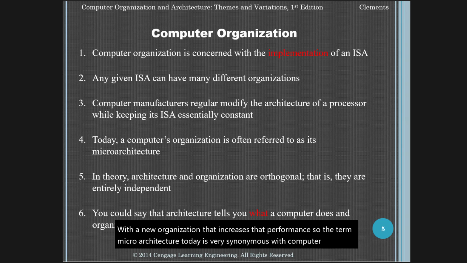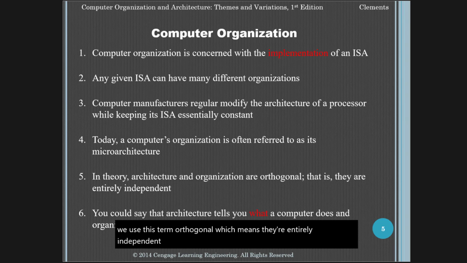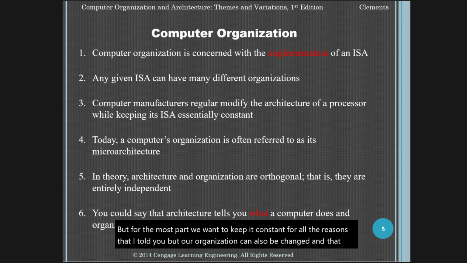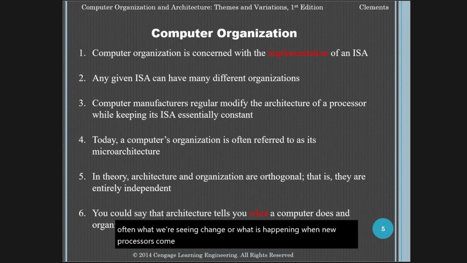But when we talk about architecture and organization, we use this term orthogonal, which means they're entirely independent of each other. Our ISA, or our architecture, can be changed, but for the most part, we want to keep it constant for all the reasons that I told you, but our organization can also be changed. And that is often what we're seeing change, or what is happening when new processors come out from organizations such as Intel or AMD. And when those new organizations come out, usually they're trying to optimize or increase performance or reduce power consumption or all of the above.